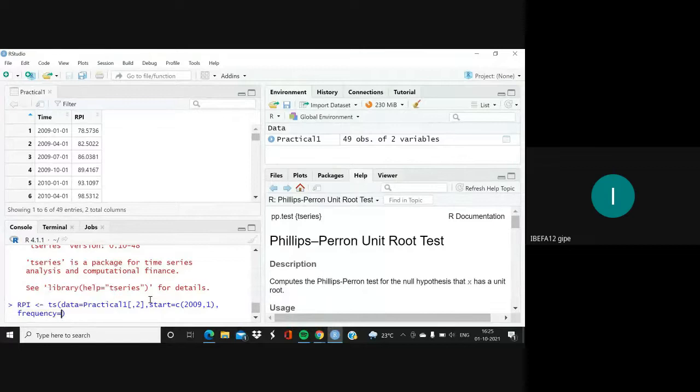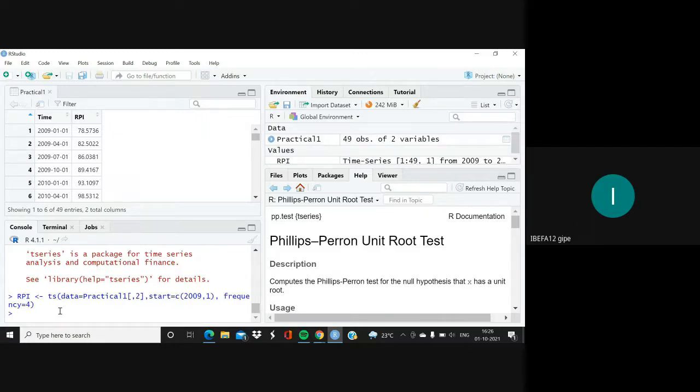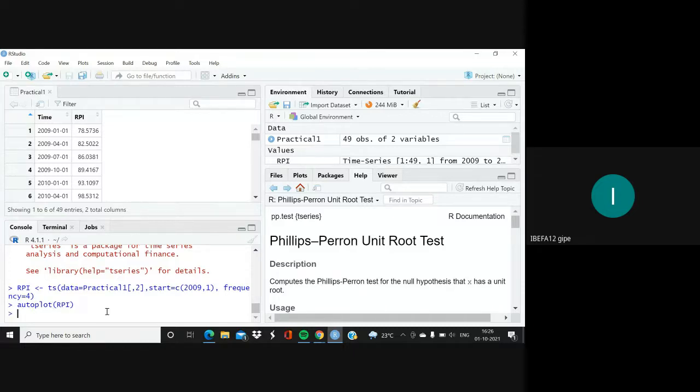Then frequency is 4. Since it's quarterly data, the frequency is 4. There are 4 time periods in a particular year. So specify the frequency and then hit enter. Okay. So now R has understood that your RPI is a time series variable, and then you can use various time series commands to estimate or analyze this data. Okay, so just plot your data.